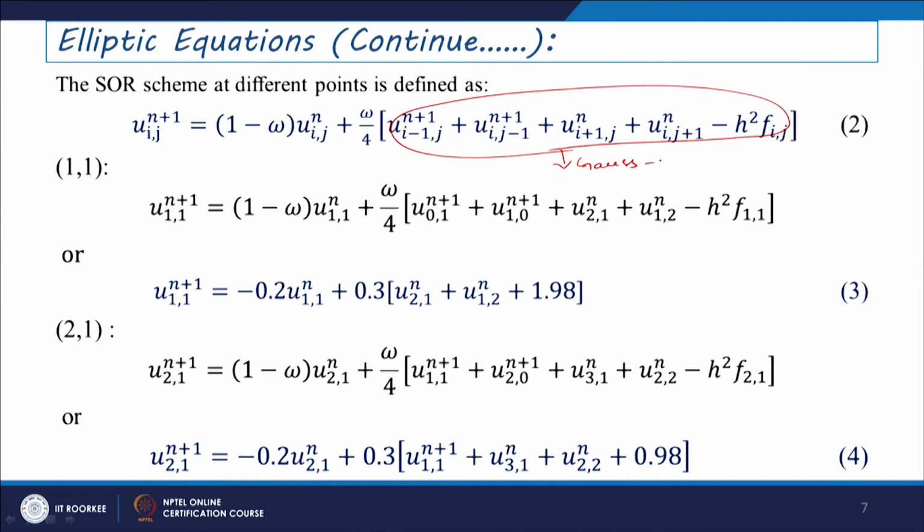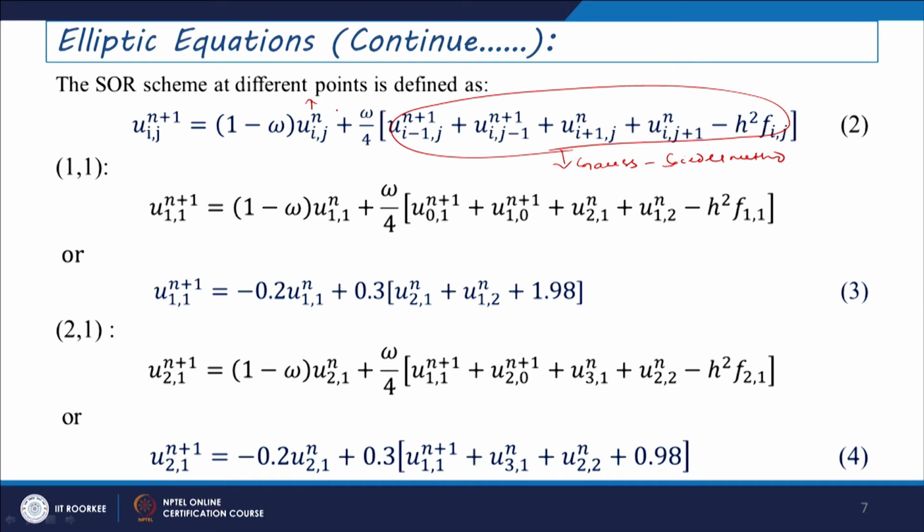And if you go for the further process here, the successive over relaxation scheme at different points is defined in the form of this total scheme, which is obtained from the Gauss-Seidel method, and this will be computed from the previous calculation. So uij to the power n plus 1 can be written as 1 minus omega uij to the power n plus omega by 4 into the Gauss-Seidel iterated value, that is ui minus 1 j to the power n plus 1 plus uij minus 1 n plus 1 plus ui plus 1 j n plus uij plus 1 n minus h square fij.